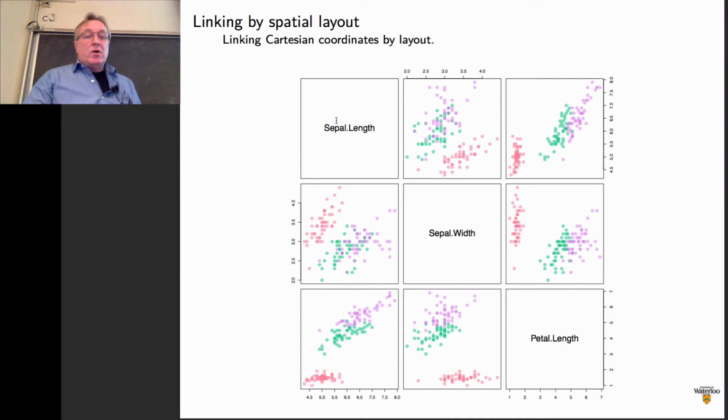So in every row, I have the same vertical axis. This plot and this plot have the same vertical axis, but different horizontal axes. In every column, I have the same horizontal axis. So common aligned scales by column and by row. Everybody with me?